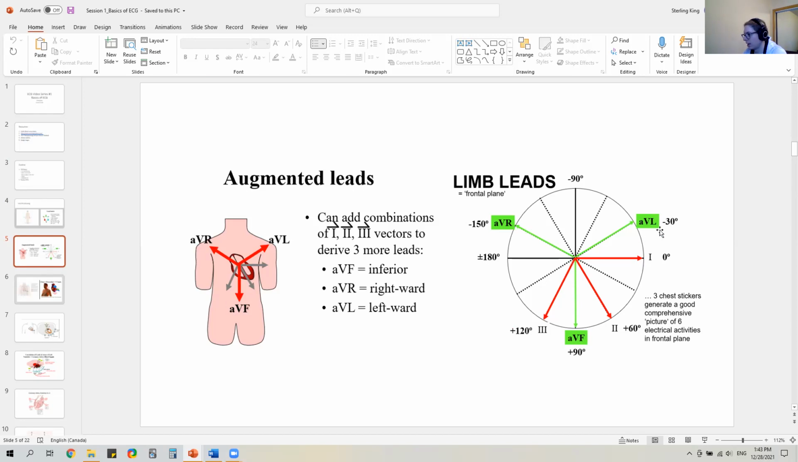So AVL would just be above lead 1 at -30. This is negative, this is positive. We have AVF towards the feet and AVR at -150, so it's up and towards the right of the body. If we're looking at the body, it's the right arm.